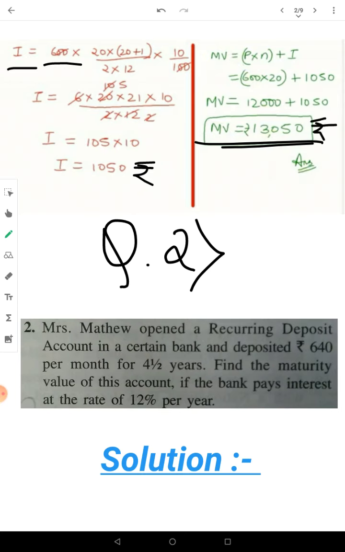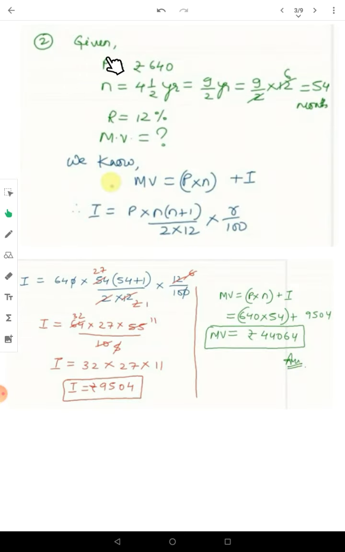Now question number 2. Mrs. Matthew opened a recurring deposit account in a certain bank and deposited rupees 640 per month for 4.5 years. Find the maturity value of this account if the bank pays interest at the rate of 12% per year. Let's see the solution on the next page. Now given is what? Principal is rupees 640.